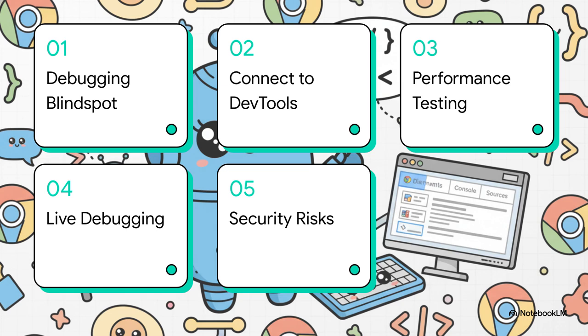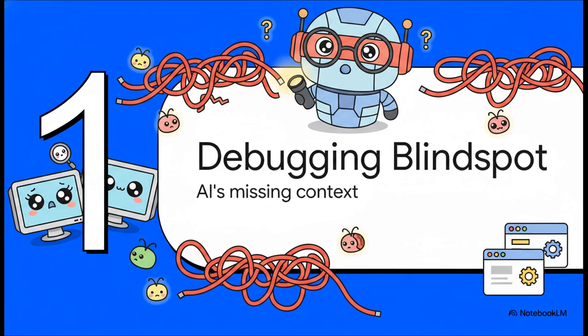Here's our syllabus for today's explainer. First, we'll look at the AI debugging blind spot. Then, connecting agents to DevTools. Third is scaling complex performance testing. After that, live debugging with AutoConnect. And finally, critical browser security risks. Let's get to it. All right, Chapter 1, the AI debugging blind spot.